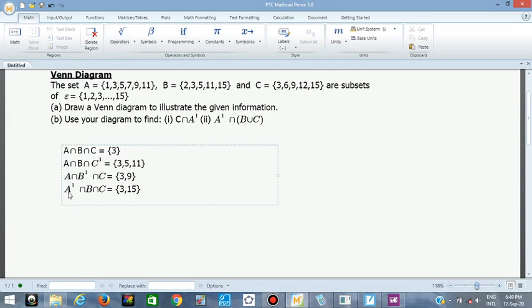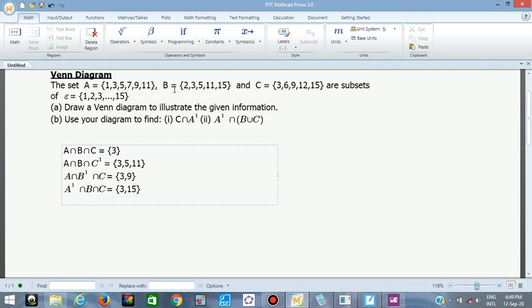Then the last one is elements that are in B and C, and A is not our concern. We're only focusing on B and C. So we don't need the ones in A. That is what this symbol means. That is A complement. In B we have 3, in C we have 3, then nothing else apart from 15 and 15. So that is that.